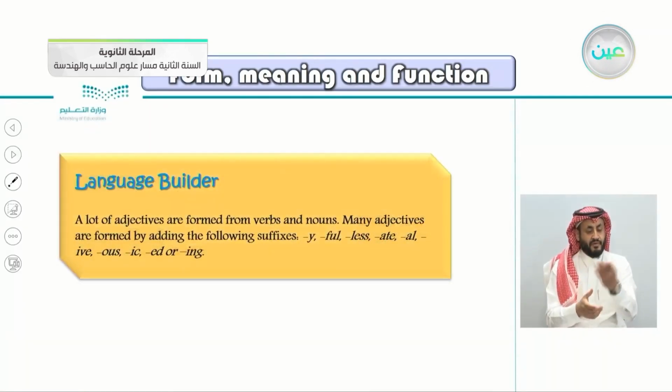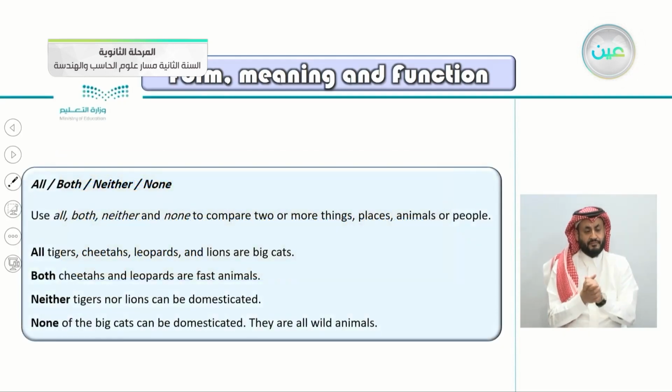Here's a language builder for you. A lot of adjectives are formed from verbs and nouns. Many adjectives are formed by adding the following suffixes: y, ful, less, ate, al, ive, ous, ed, or ing, as we mentioned earlier. All, both, neither, none. We use all, both, neither, and none to compare two or more things, places, animals, or people. So we use these words to compare two or more things or places, animals, people, or whatsoever.